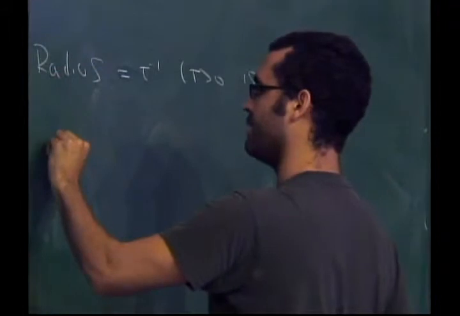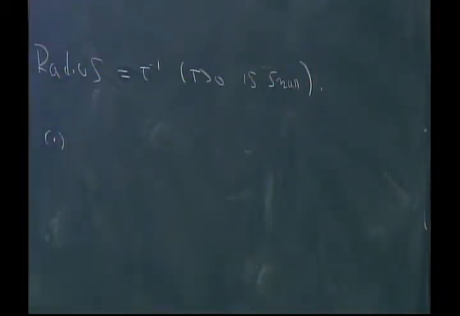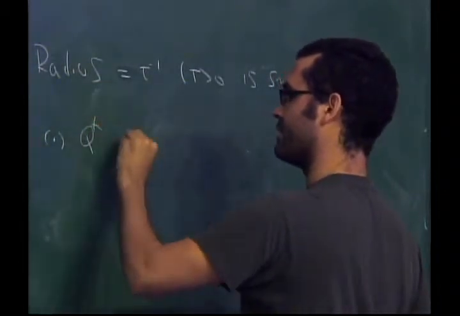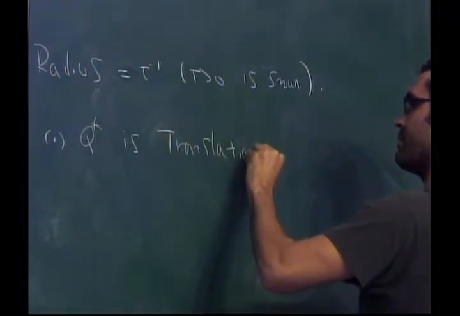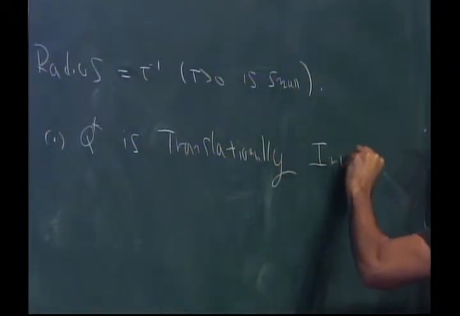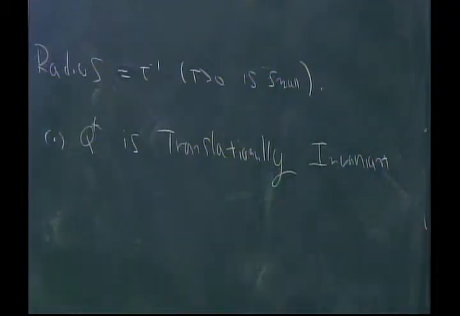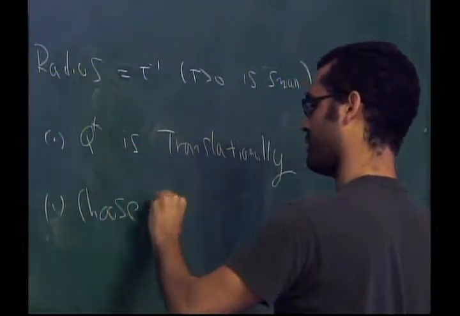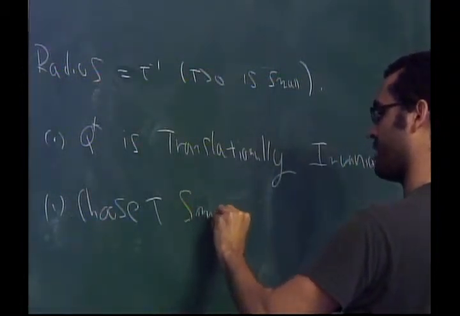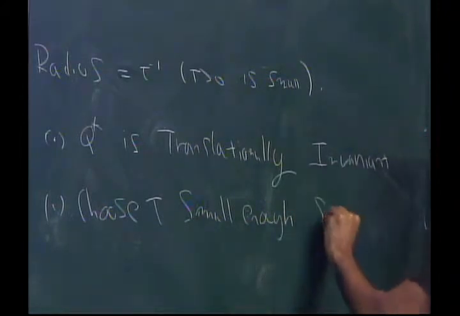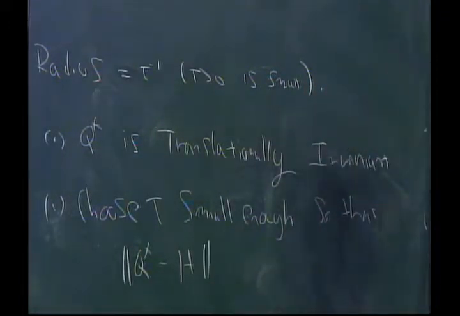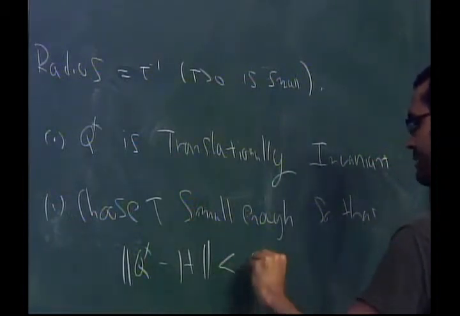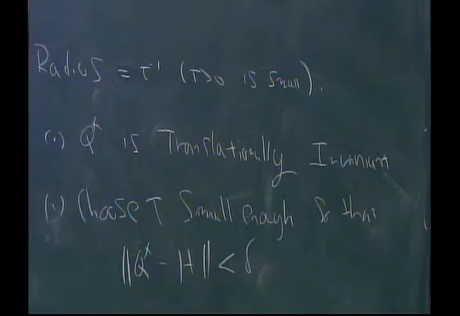A couple points here: because of the geometry of the problem in this rotationally symmetric case, this Q star operator is nice and translationally invariant. Also, we can choose τ small enough so that in any norm you really like, the distance between Q star and just the flat mean curvature equation for normal graphs over a surface is less than any δ you like. So the way you're setting this up is to treat this problem as a perturbation of the flat mean curvature problem on the surface. So that's all we do.